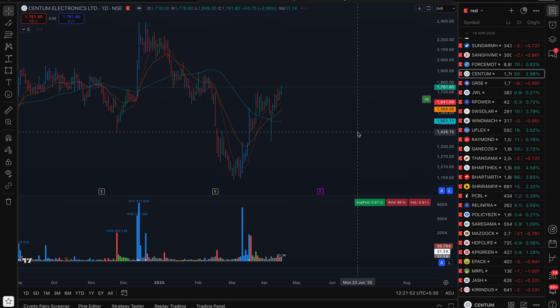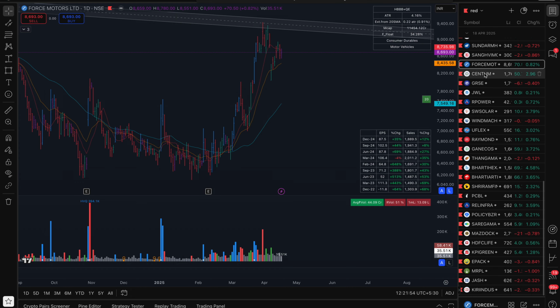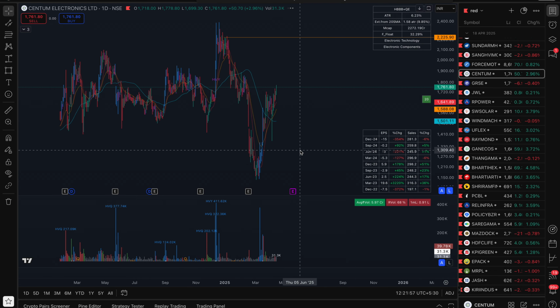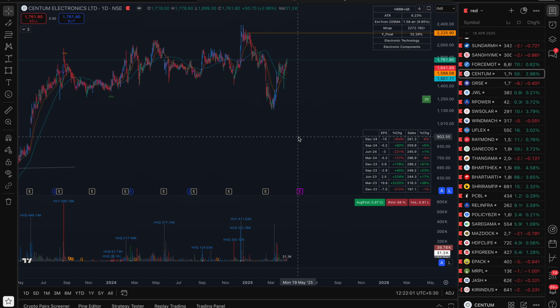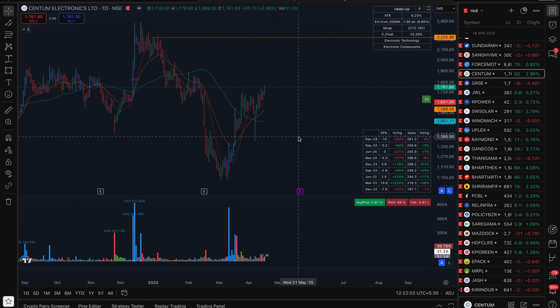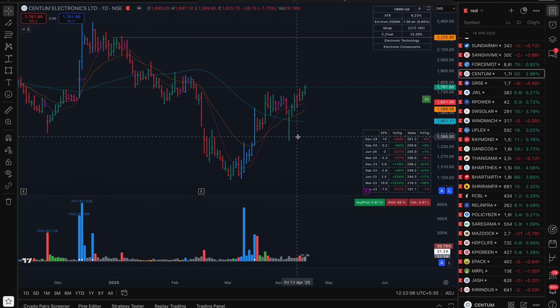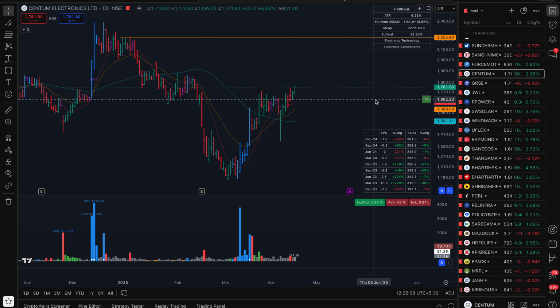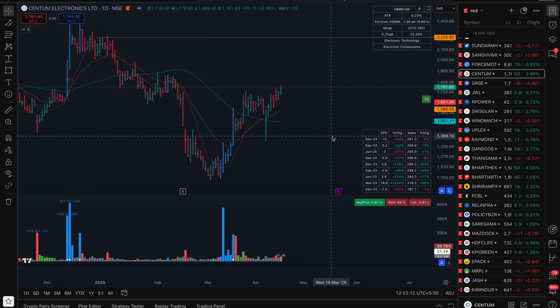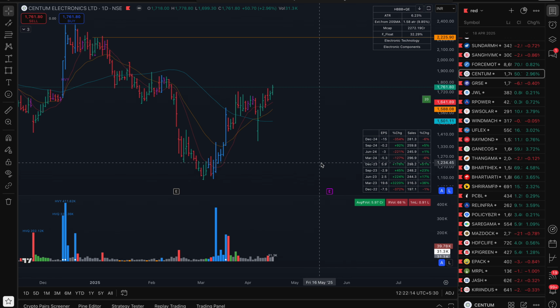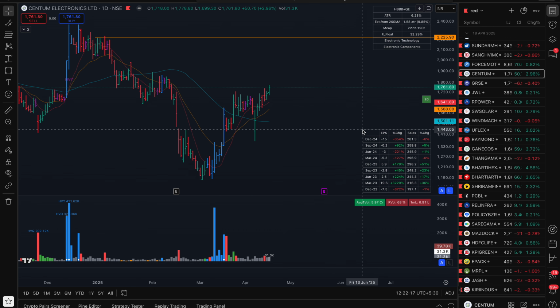Centrum, Force Motors. Oh yeah, Centrum. Now Centrum again, if you look at the setup, looks really whack. Not a good base at all. Actually, not a good base at all. The only thing I think it's here is because the EMS group, I think there is strength coming in there.